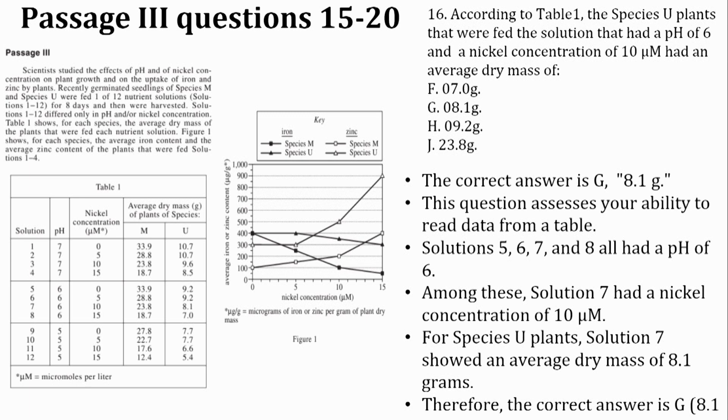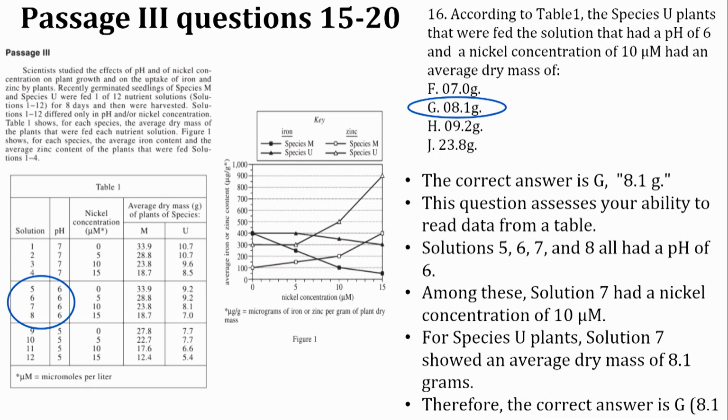This question assesses your ability to read data from a table. Solutions 5, 6, 7, and 8 all had a pH of 6. Among these, solution 7 had a nickel concentration of 10 micromoles per liter. For species U plants, solution 7 showed an average dry mass of 8.1 grams. Therefore, the correct answer is G.